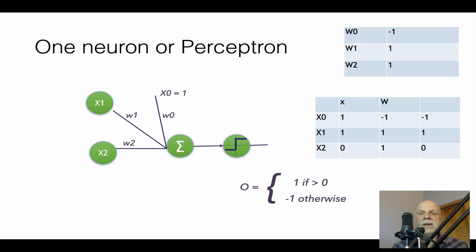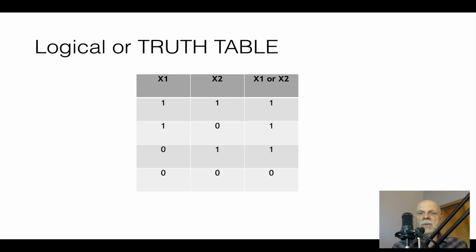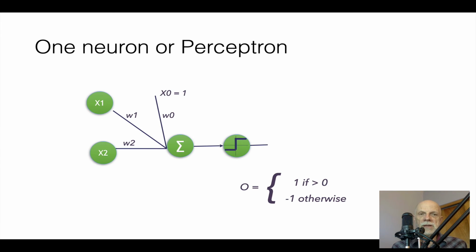Here, when x1 is 1 and x2 is 0, logically we want to output negative 1, and you see we do. We have negative 1, 1, and 0, which add up to 0, and our output function outputs negative 1. So obviously, the simple perceptron can do the AND. What about OR? There's the OR. If x1 or x2 input is 1, we're going to output 1. And there's that perceptron again, and again the question is, can you figure out what it should be?